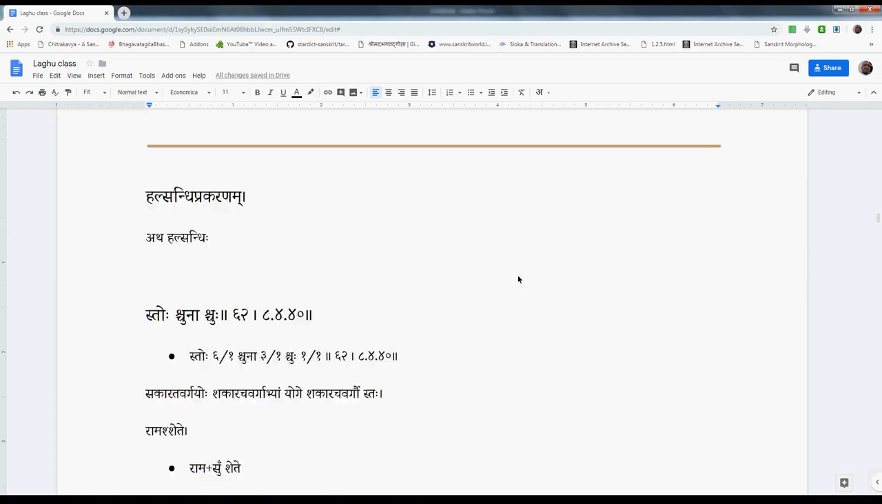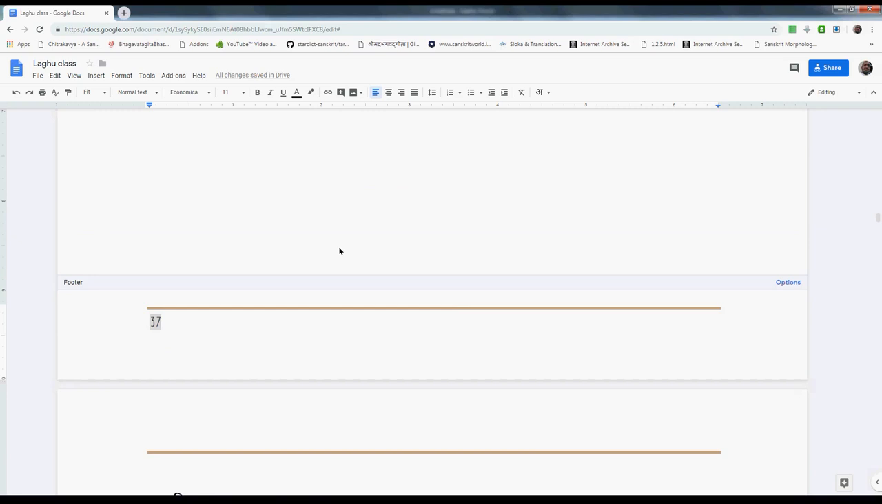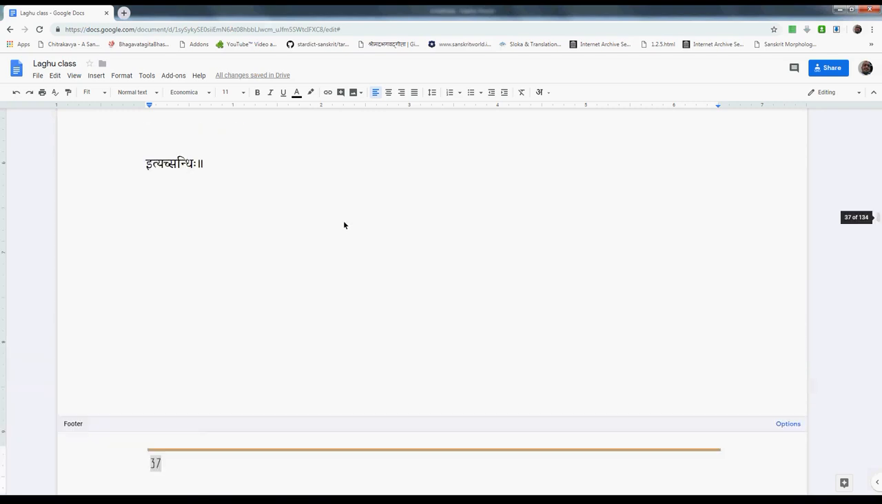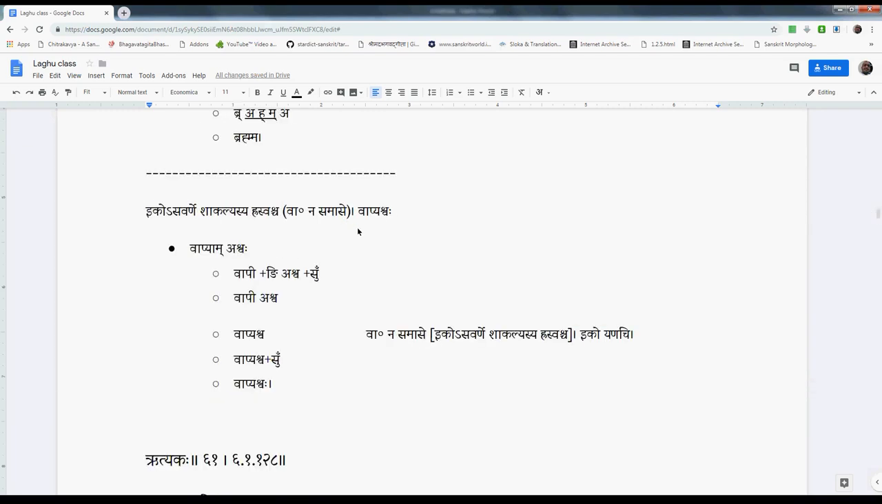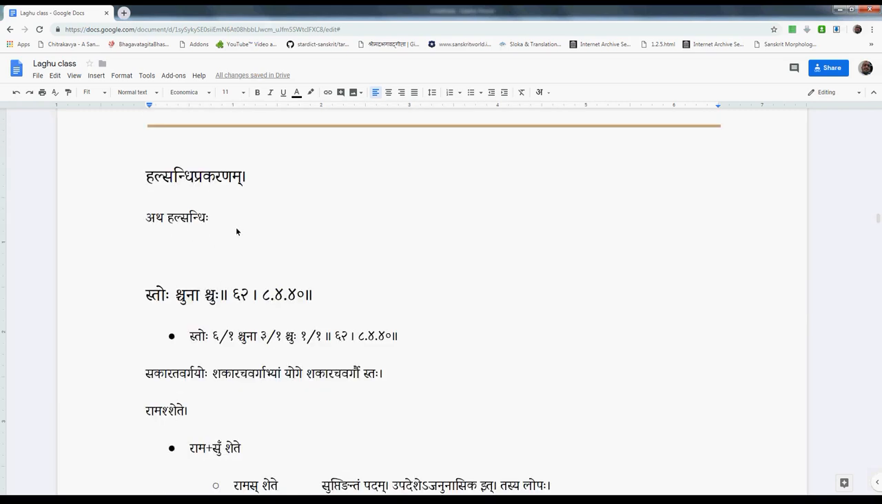Hal sandhi prakaranam. Okay, I think I was there. Athal sandhi. Okay, so what is the first sutra there? Iti ach sandhi, hal sandhi prakaranam. Athal sandhi, stoh shchunaa shchuh. What happens?